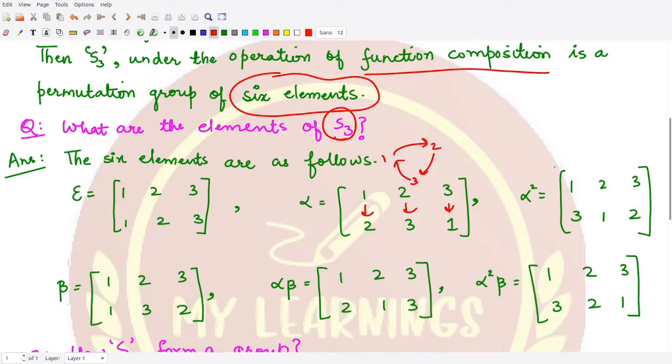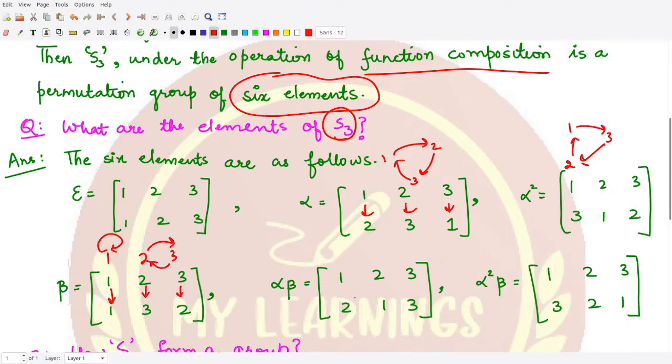And in alpha square we define 1 goes to 3, 3 goes to 2, and 2 goes to 1. So here we have this permutation alpha square. What is beta? Beta is keeping 1 fixed, so it is keeping 1 to 1 only, and it is taking 2 to 3 and 3 to 2, right?